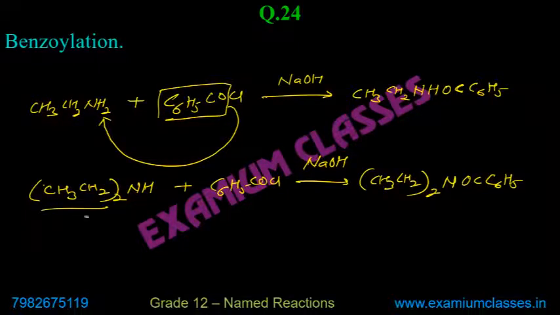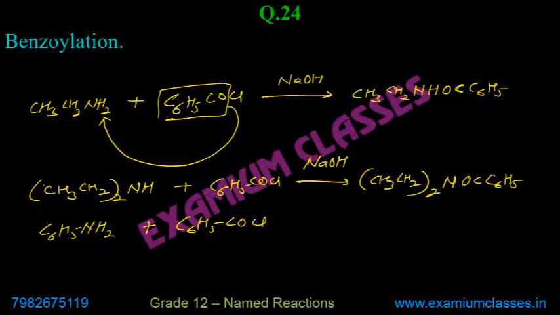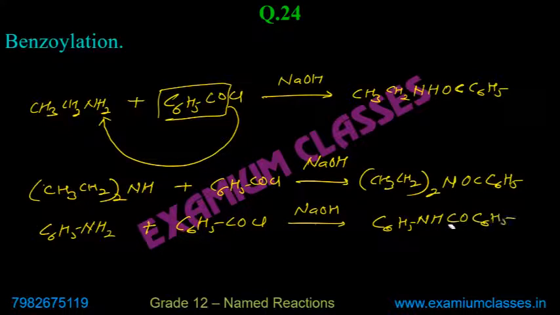Similarly, here you can have an aryl group also. For example, C6H5, a primary amine, if you take it, will be NH2. And here you can have C6H5COCl, so both are aryl in this case. So C6H5NH and then COC6H5. Why don't you write it OC? Last one.